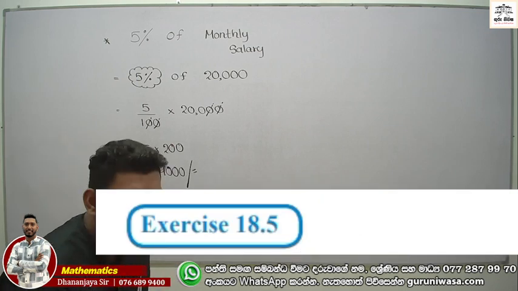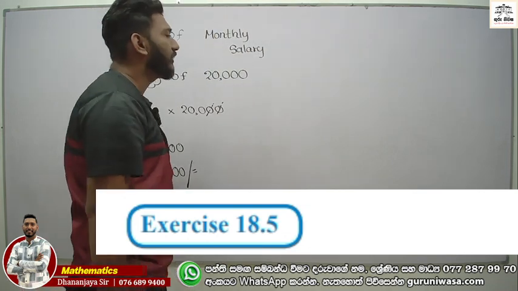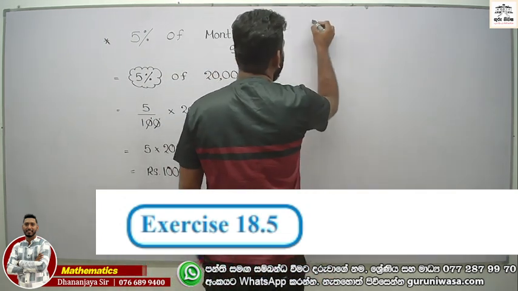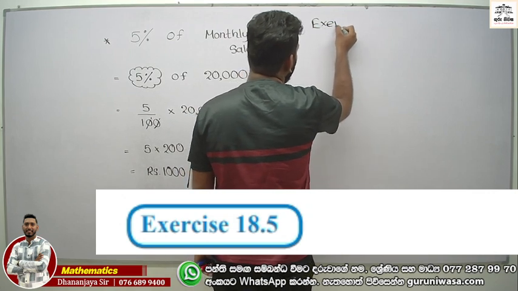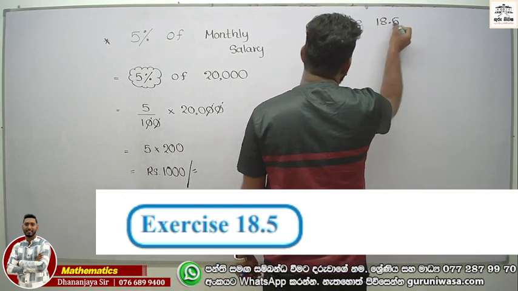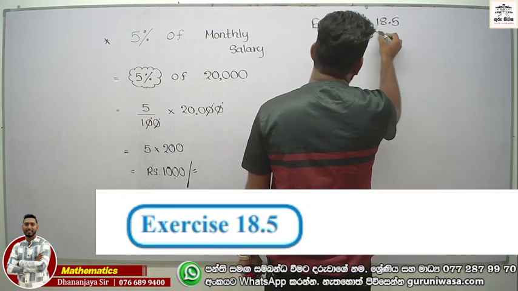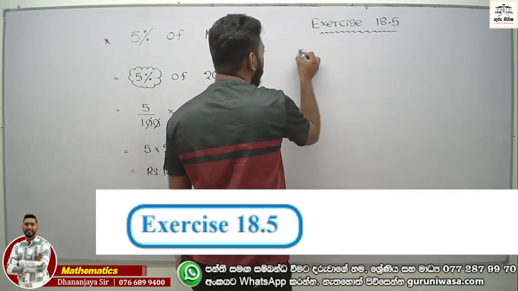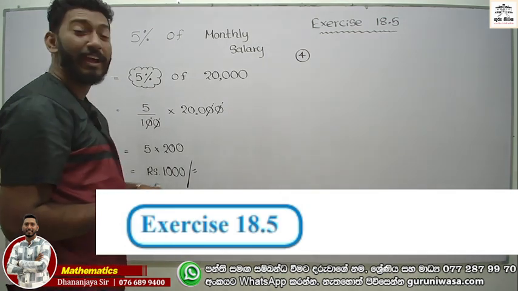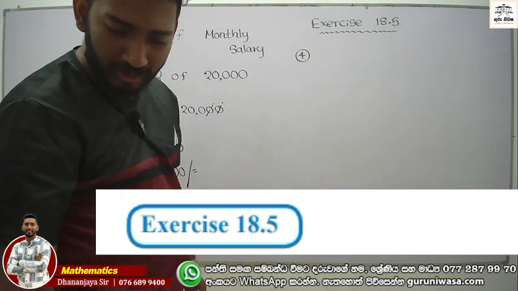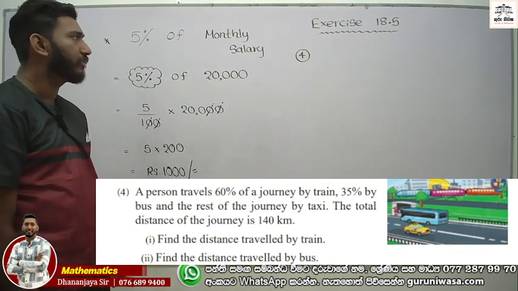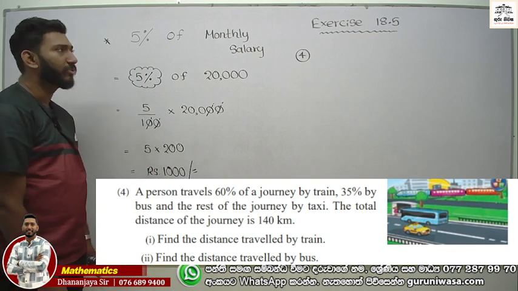Right. Now this is your work. Exercise number 18.5, and write the exercise number 18.5. The question number is number 4. Don't write the questions, just the question number. Put the question number, put the exercise number, and find the answers for question number 4. There are two Roman numerals, two sub-questions. Then you have to find the answers for those two questions.